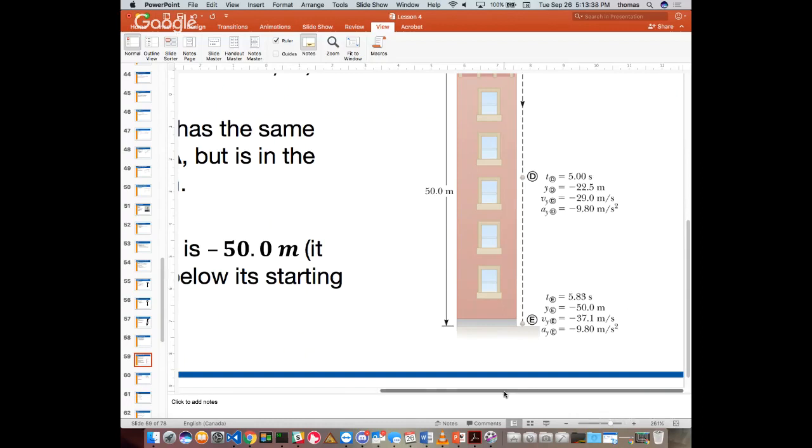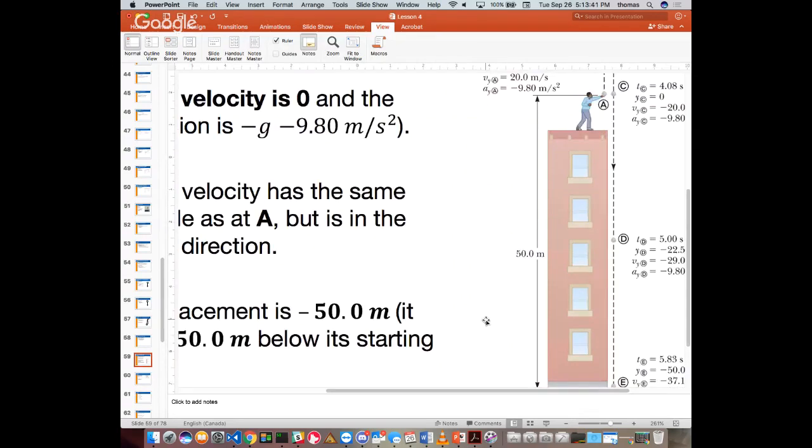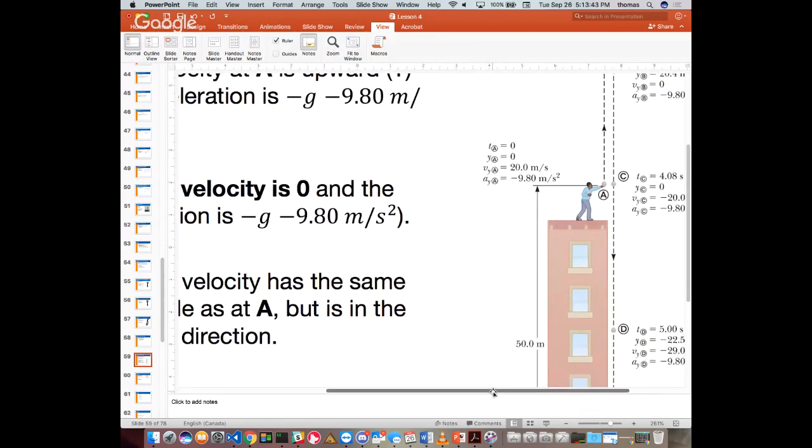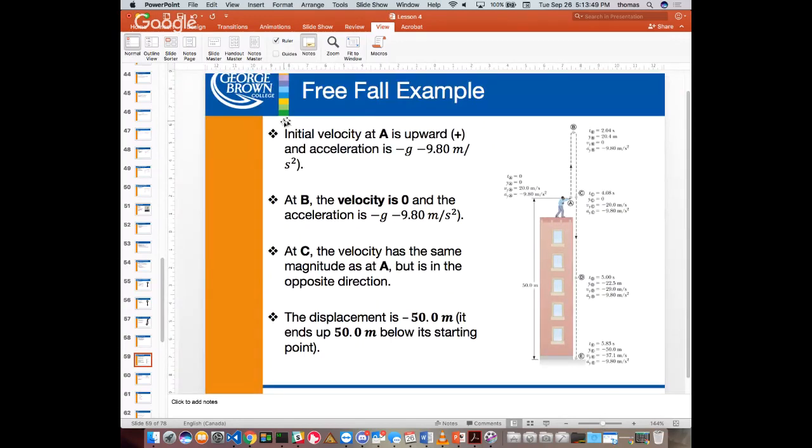Yes? So in the future, will we be using more than one kinematic equation? We may. Yes, sometimes you need to. And we'll break up a problem into parts. All right, so if you notice, the initial velocity at A is positive, and then if you look at each case, it talks about what happens when it comes up and comes down.